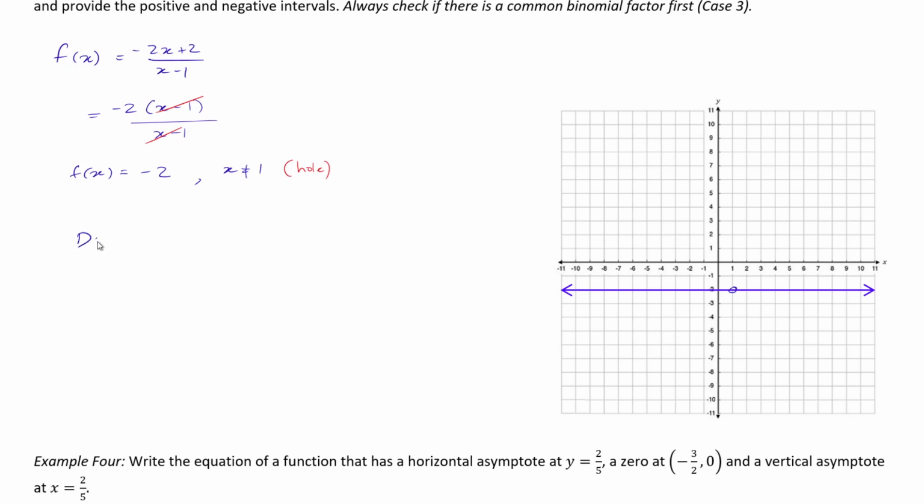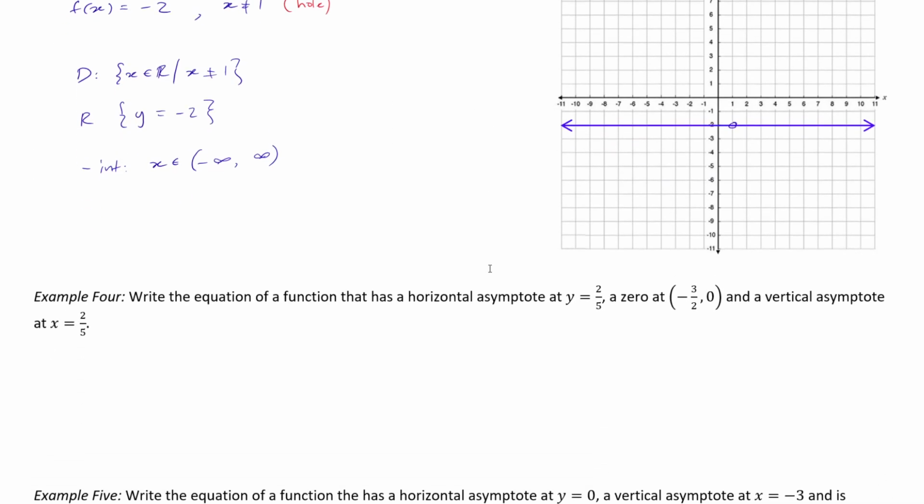Domain and range. Domain is x an element of all real numbers, but x cannot be equal to 1. And range is y an element, so y is actually just equal to negative 2, because there's no other value that y achieves. State the zeros. Well, we've got no zeros. Provide positive and negative intervals. We have no positive intervals, so all we have is a negative interval, and that is x an element of negative infinity to positive infinity, because it's always a negative function. So that one was a fairly straightforward one, and that's a result of it having that common binomial factor that we can cancel.